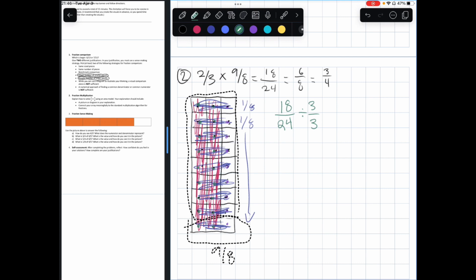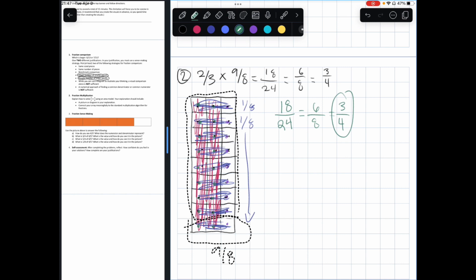And in this case, no, let's not do that actually. Let's just reduce it. We know that 18 and 24 are both divisible by 3. So 3 goes into 18 6 times, and 3 goes into 24 8 times. And then from here, 3 does not go into 8. So we have to go to 2. 2 goes into 6 3 times, and 2 goes into 8 4 times. So our answer is 3/4.